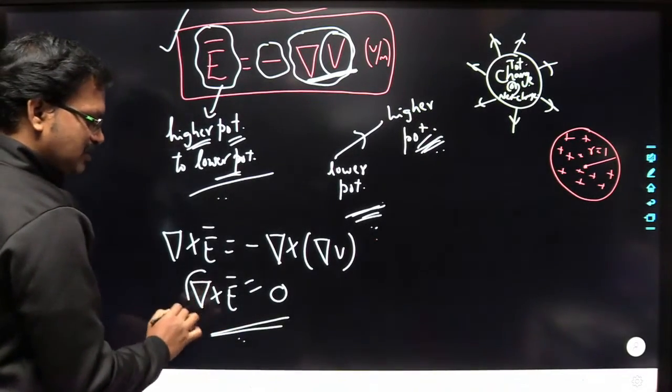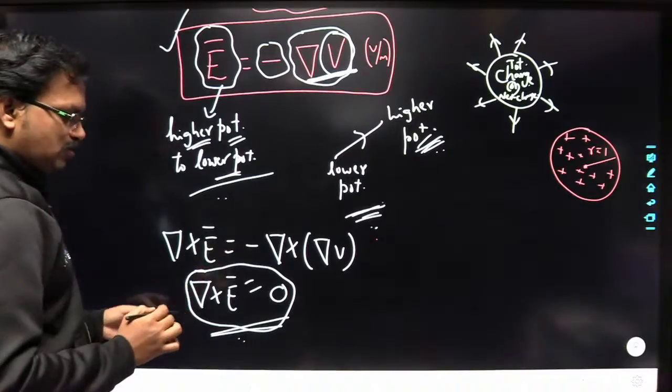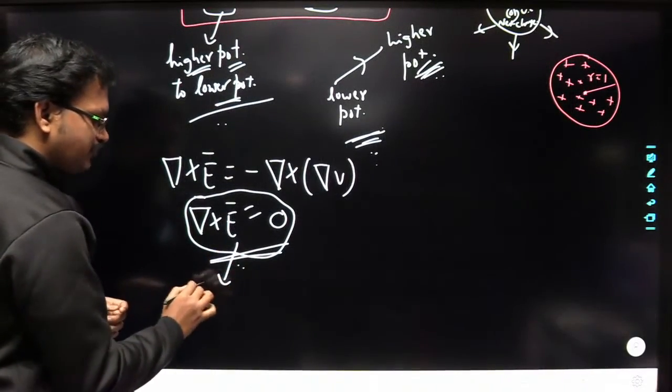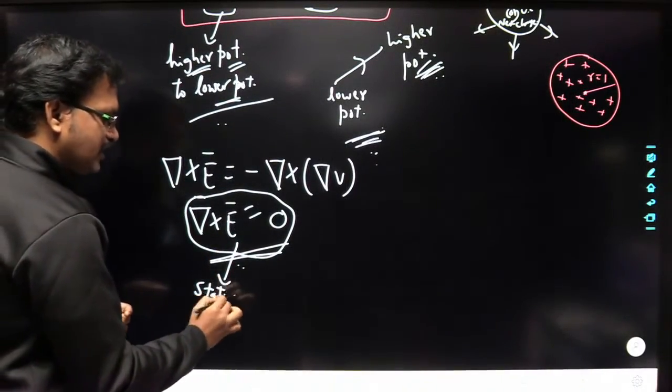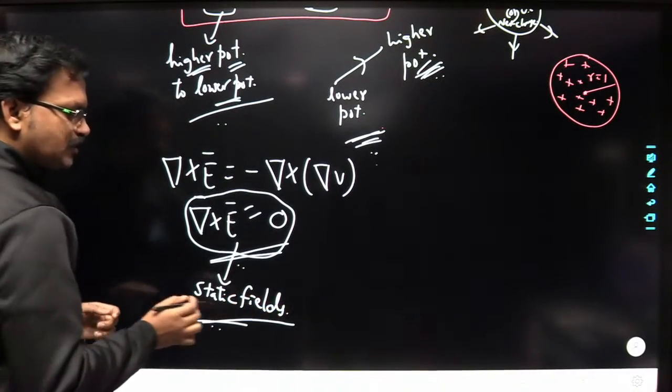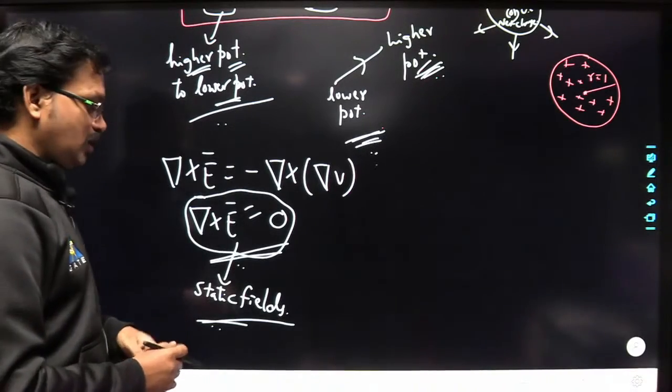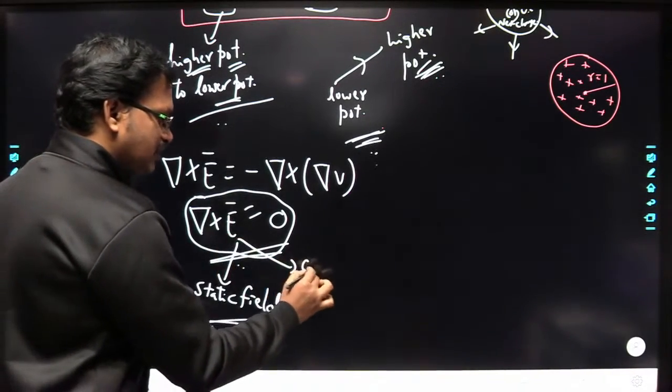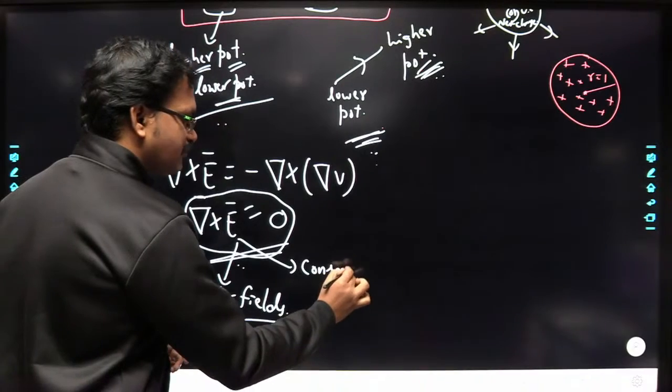This del cross E bar must always be equal to 0 in case of static fields. It is true only in case of static fields. So this electrostatic field, we call it a conservative field.